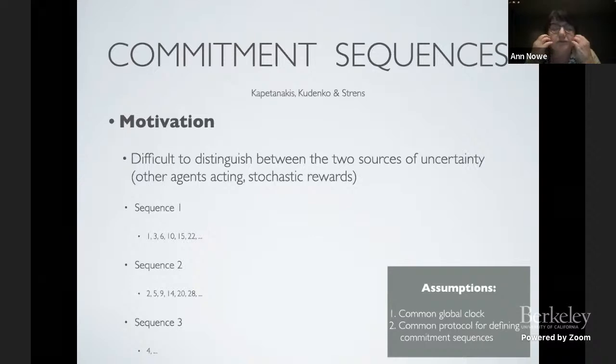So the idea of commitment sequences is that sequences are generated according to a certain protocol. All the agents involved in the game know about the protocol, they know how to generate a sequence. And whenever a time step belongs to a certain sequence, for example, time step 1 belongs to the first sequence, time step 2 to the second one, and time step 3 belongs again to the first sequence, whenever a time step belongs to a certain sequence that already started, the agent is committed to play the action it was playing in the beginning of the sequence. So all the agents know about this.